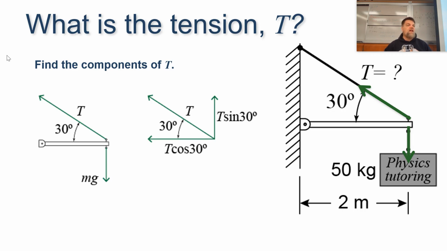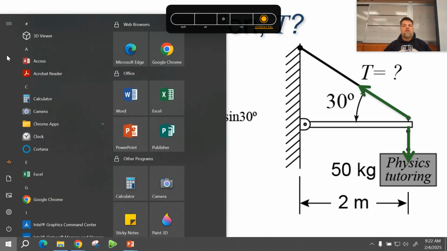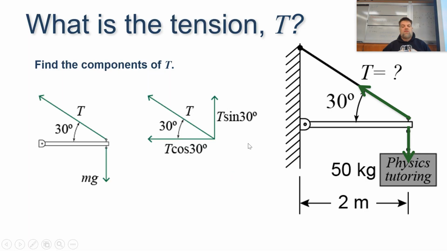The tension times cosine of 30, right? That gives us our x component in this direction. And then our y component goes up, and it's just tension times sine of 30. Okay?